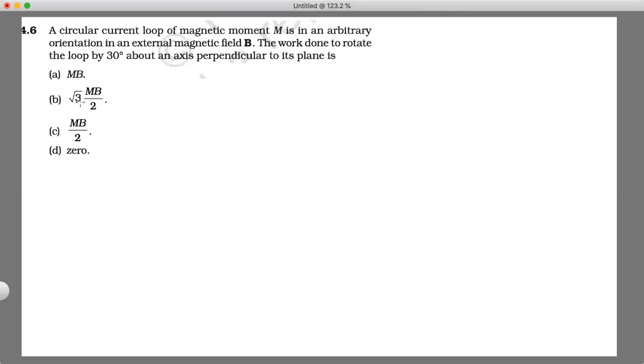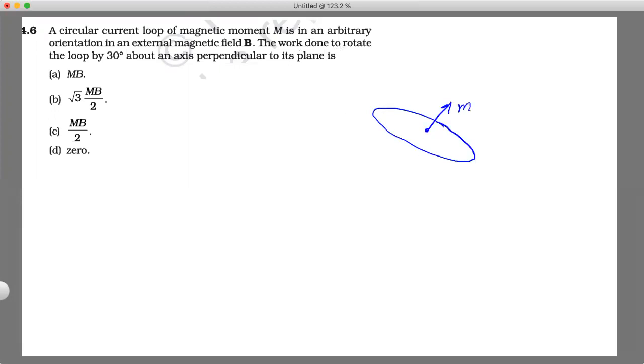Why would you say B? See, in these kind of questions, it's important to draw the question. How would we draw this? There's a circular current loop of magnetic moment M in an arbitrary orientation. So there is a circular loop like this in some arbitrary orientation, and there is an M pointing like this. M is perpendicular to this loop.